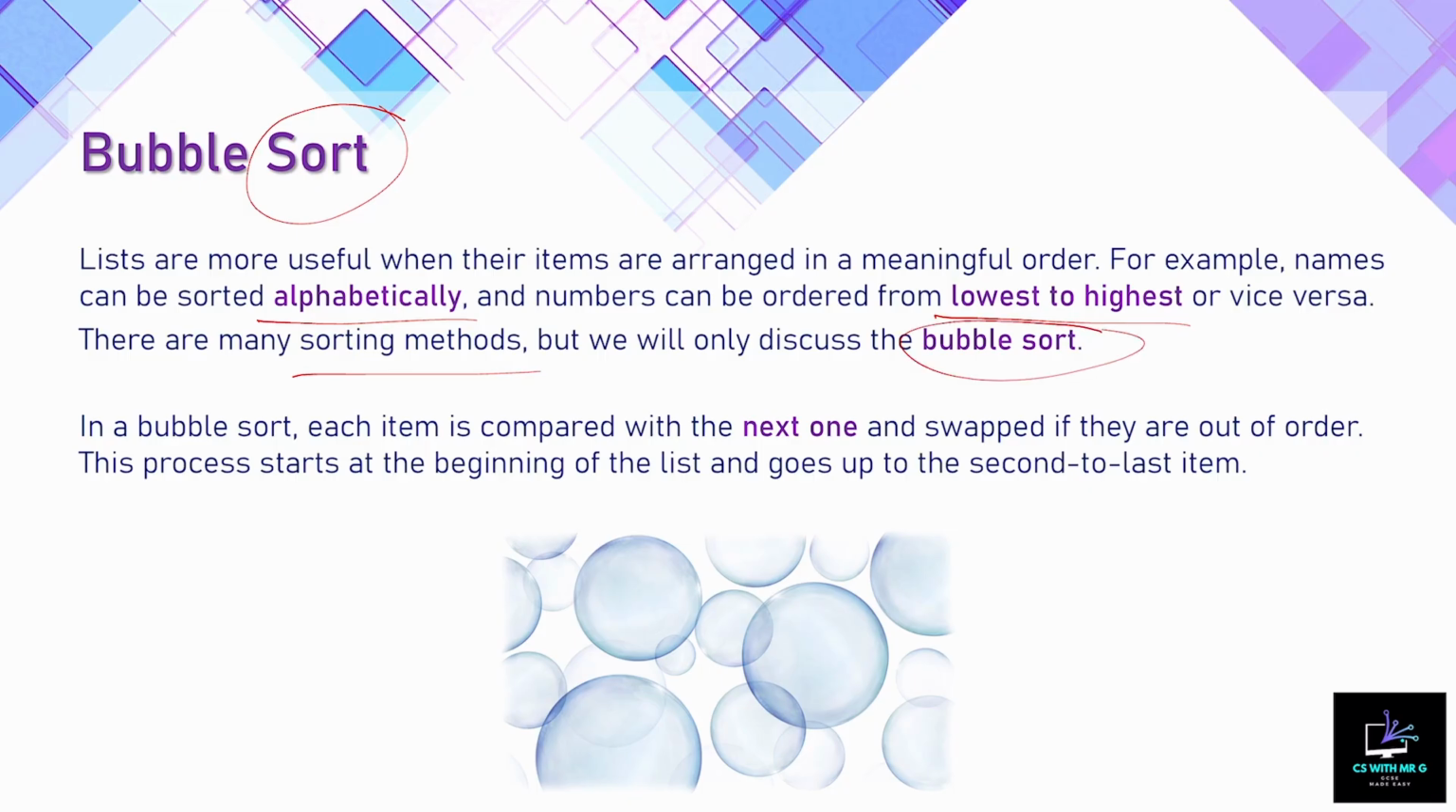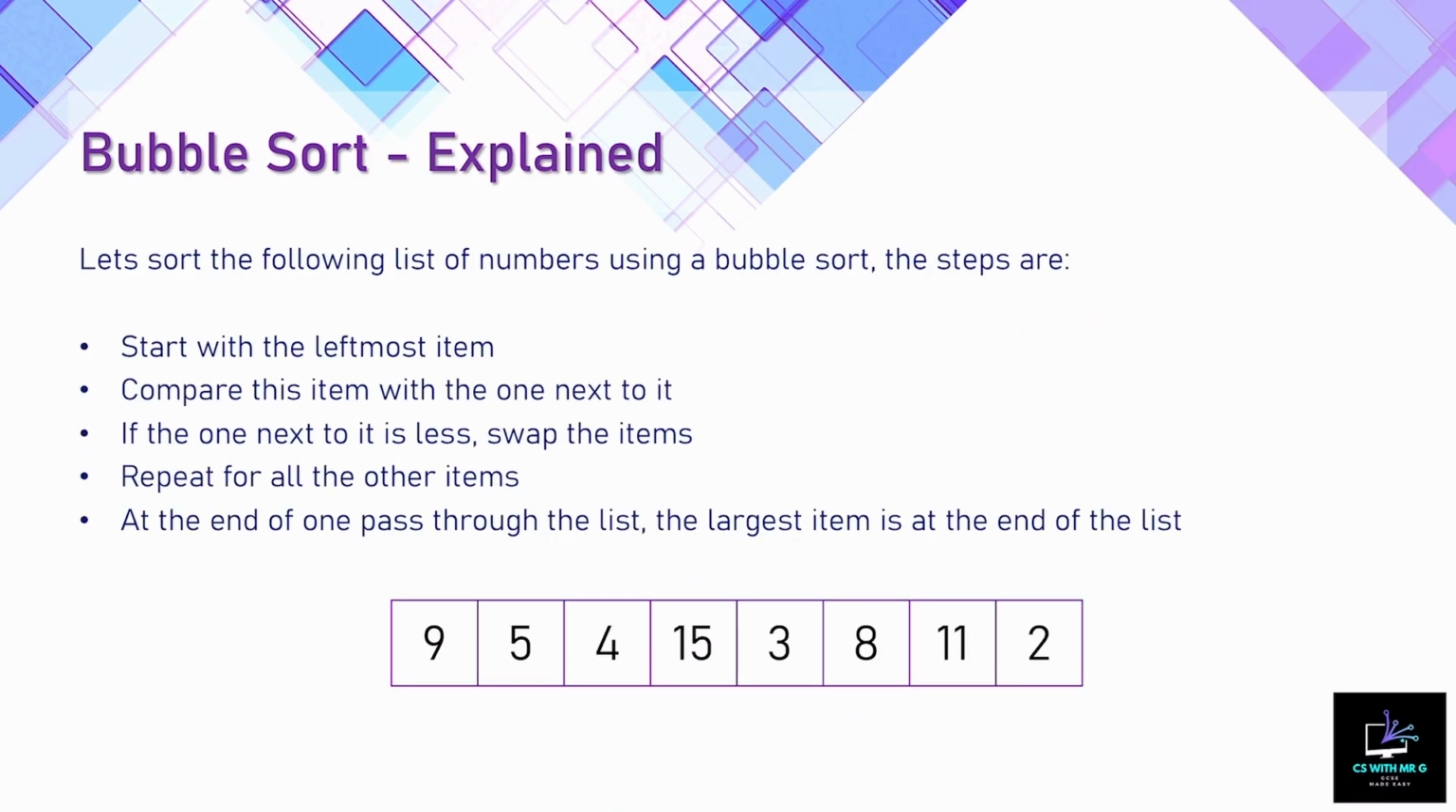How a bubble sort works is it simply compares each item in a list with the one next to it and swaps them if they're not in order. So it starts at the beginning, goes up one by one, checking if the item next to it is bigger or smaller, and depending on which way we want to sort it, we'll change them around according to lowest to highest or highest to lowest, for example. So again, we'll go through the theory first before we put it into practice using pseudocode.